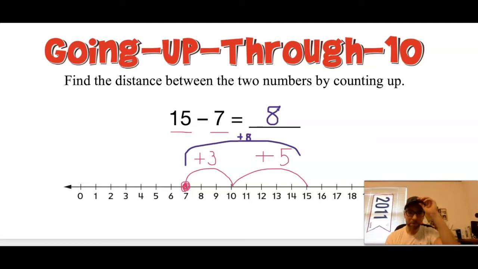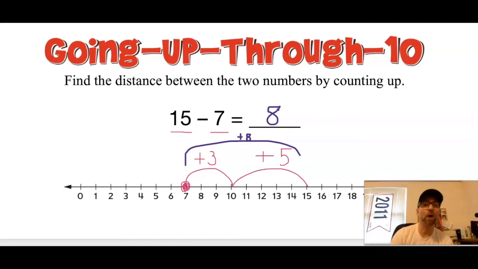Now you might remember from being a first grader, we'd put the number in the rock, 7 in the rock, and you'd count up, right? 7 in the rock, 8, 9, 10, 11, 12, 13, 14, 15, and you'd get 8. Well, now we think 7 in the rock, how many to get to 10? Oh, 3 to get to 10. And how many to get to 15? 5 more. So I traveled 8 when I went up through 10. Awesome job.